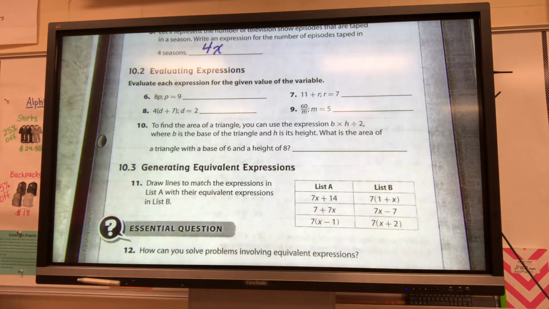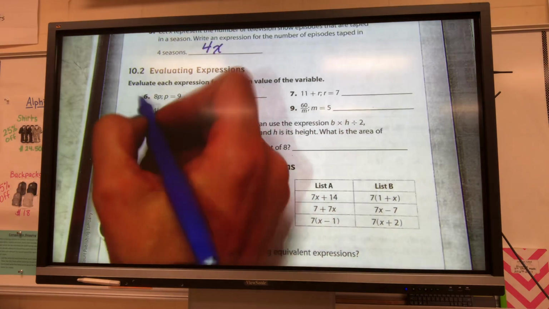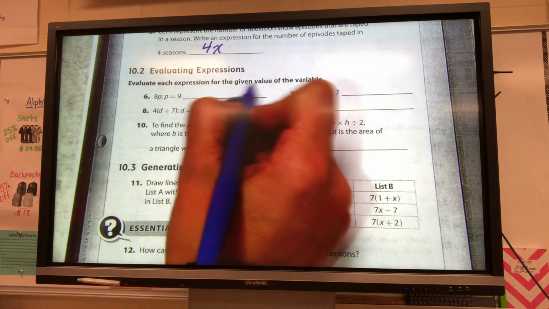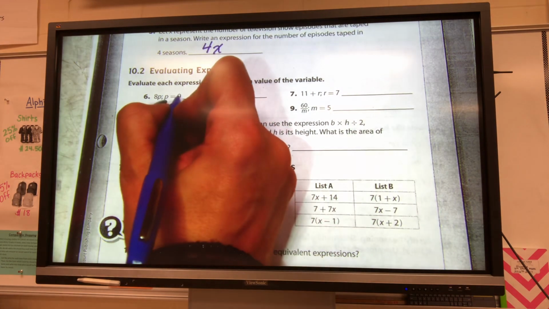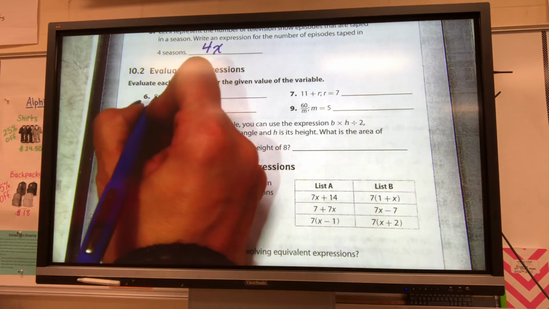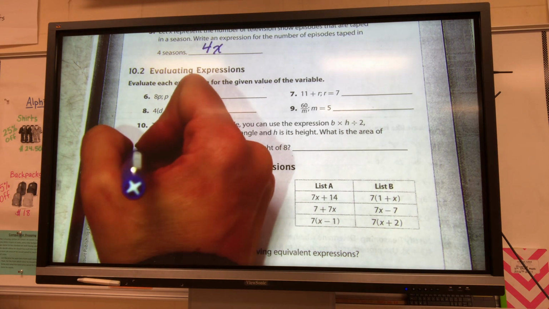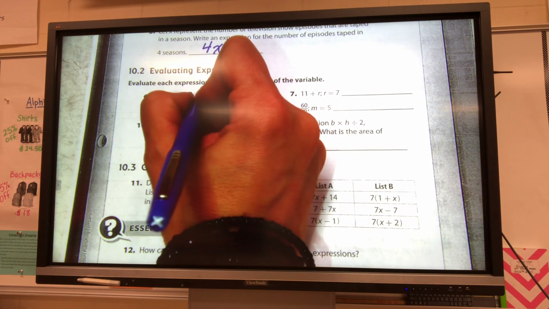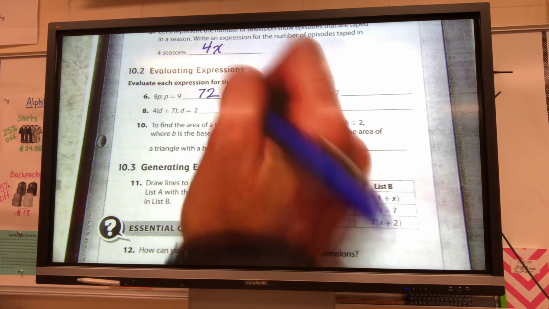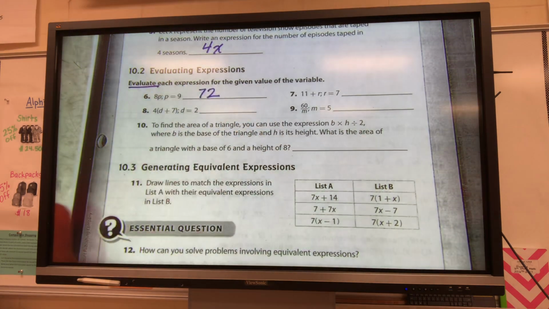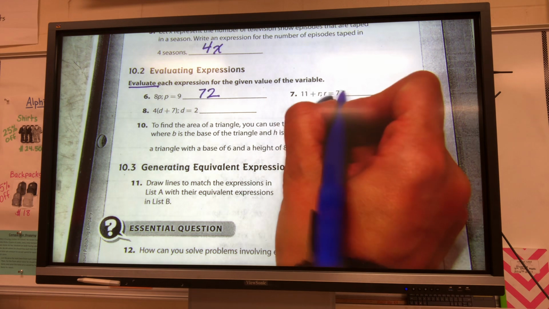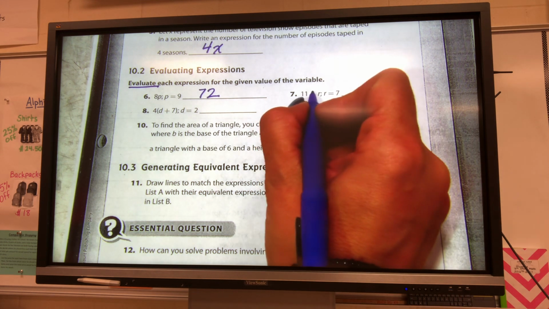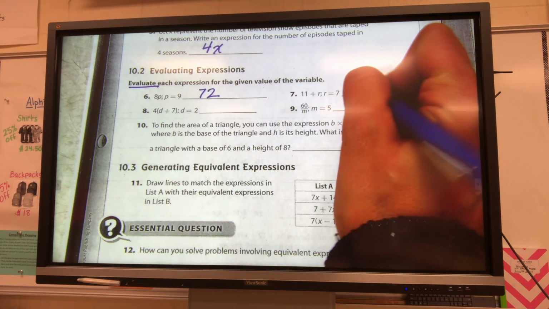Let's move on. So for lesson 10.2, it says evaluate each expression for the given value of the variable. Basically, we are substituting. We're taking this value and we're putting it in. Remember here, 8 smashed up against P means to multiply. So 8 times 9 gives me an answer of 72. And it says evaluate. That means we're finding the value. So for number 7, 11 plus R, and R equals 7. So for this one, 11 plus 7 would give me an answer of 18.